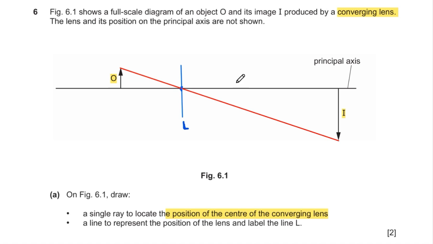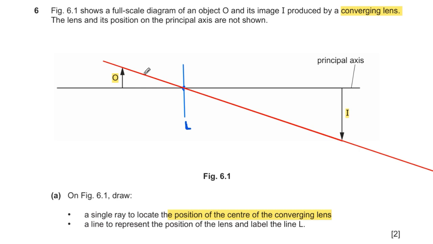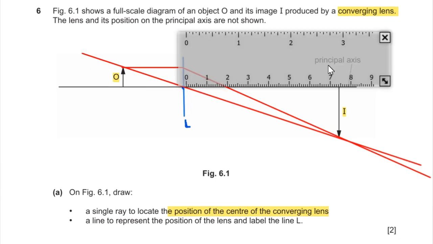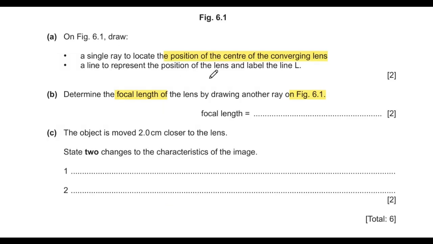Now, determine the focal length of the lens by drawing another ray on figure 6.1. So how can we draw another ray? A line which is parallel to the principal axis, when it reaches a converging lens, deviates and passes through the focal point of the lens. So wherever the line cuts the principal axis, that is the focal point, and the distance between the center of the lens and the focal point is the focal length. I'm measuring this distance, which is nearly 2.1. So my focal length is 2.1 centimeter.